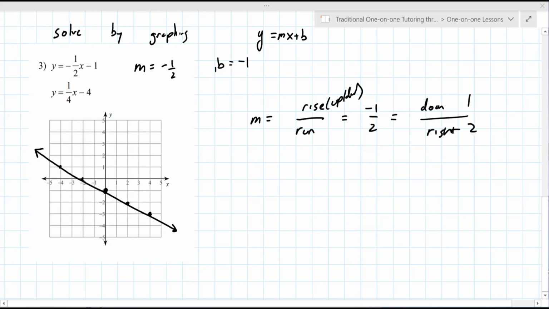Okay. So the second equation here, we've got to find the slope and the b value.